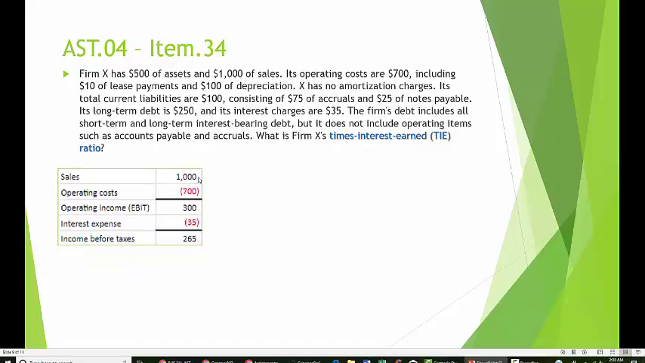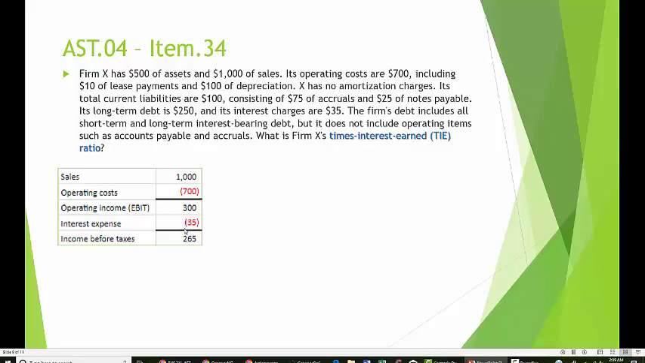So here's how it would look on the income statement. Sales of $1,000 less the operating costs of $700 produce EBIT of $300 less the interest expense, and you would have income before taxes of $265. So the times interest earned shows the relationship of interest expense to the EBIT. Bankers want to know that the operating income is high enough to support their interest expense.